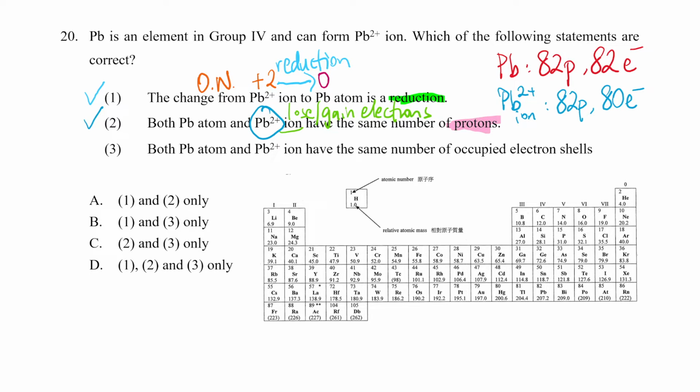And finally, option 3. Both the lead atom and the Pb2+ ion have the same number of occupied electron shells. So don't worry, there's a reason why I've also cropped out the periodic table again. How can we know the number of occupied electron shells? Very simple. We can look at which period they are in. As we know, going across horizontally is one period. So here, the first period has hydrogen and helium. This is the second period, the third period.